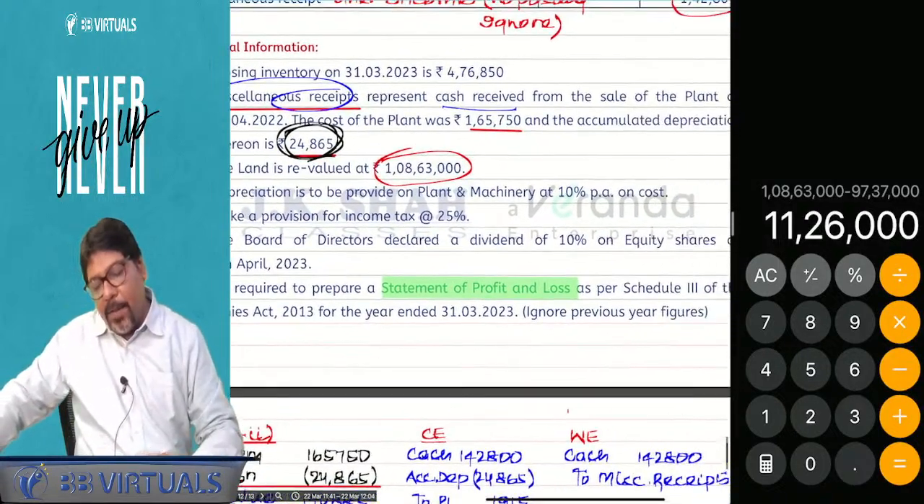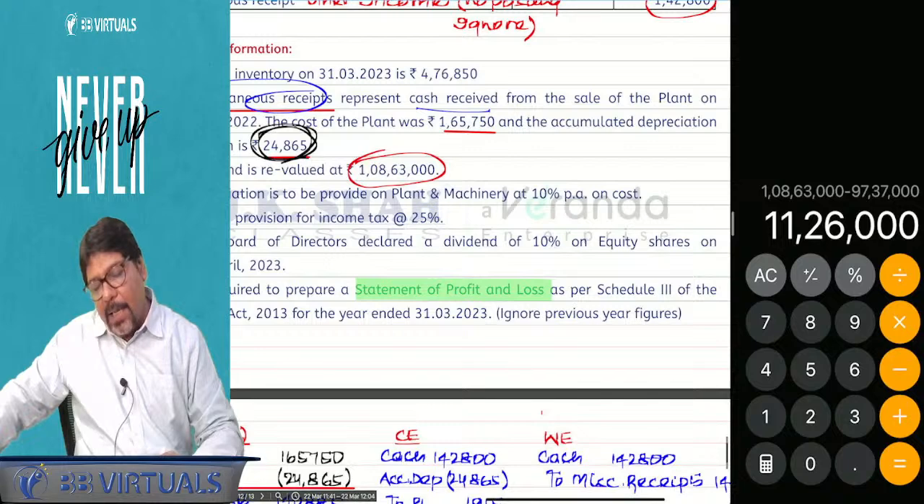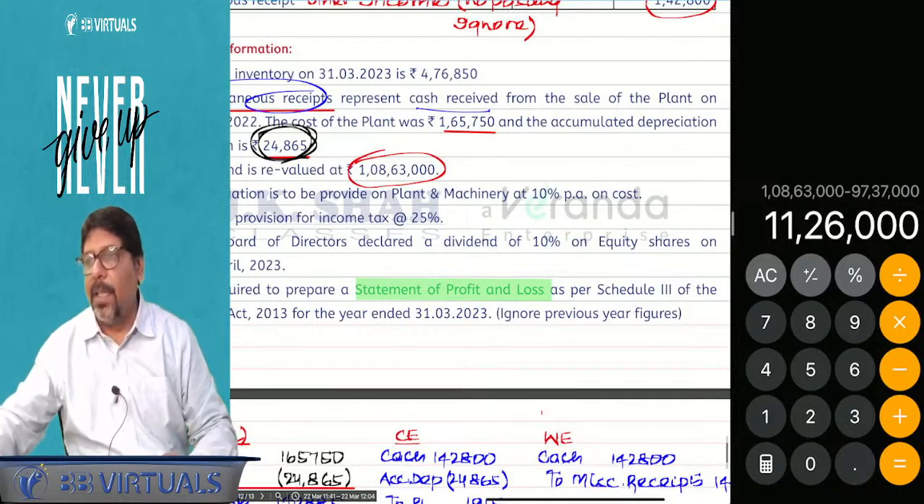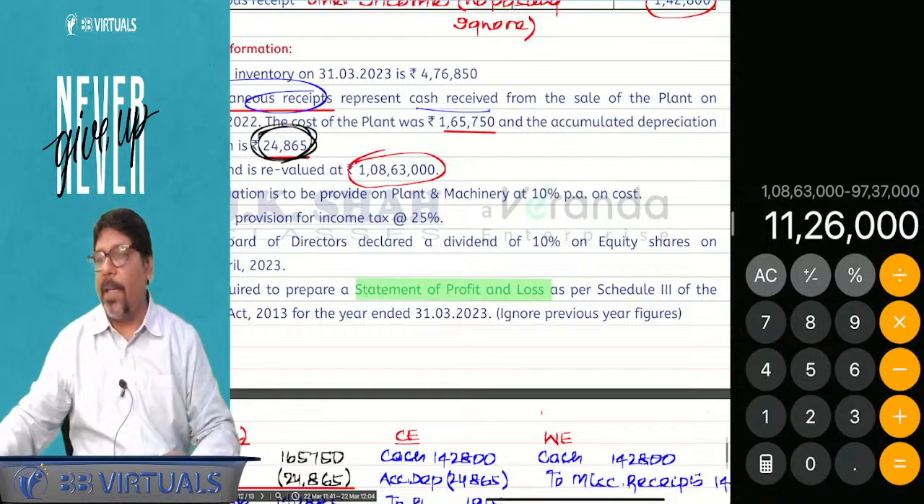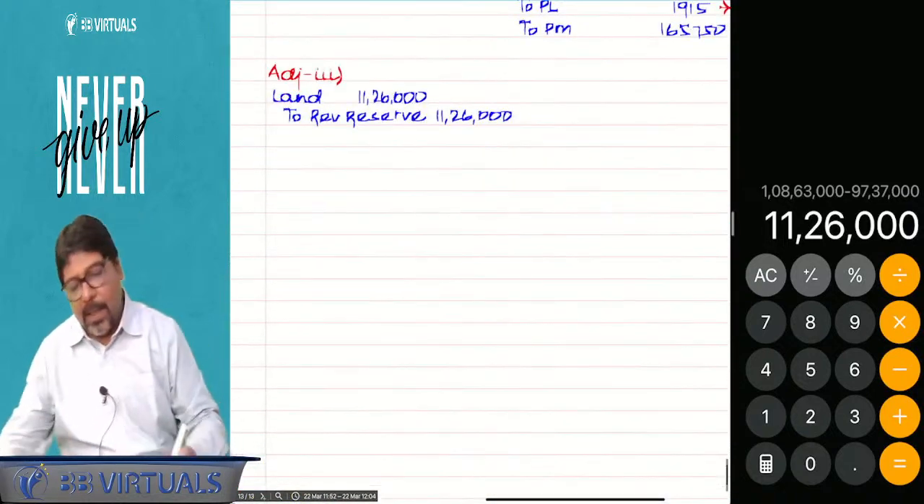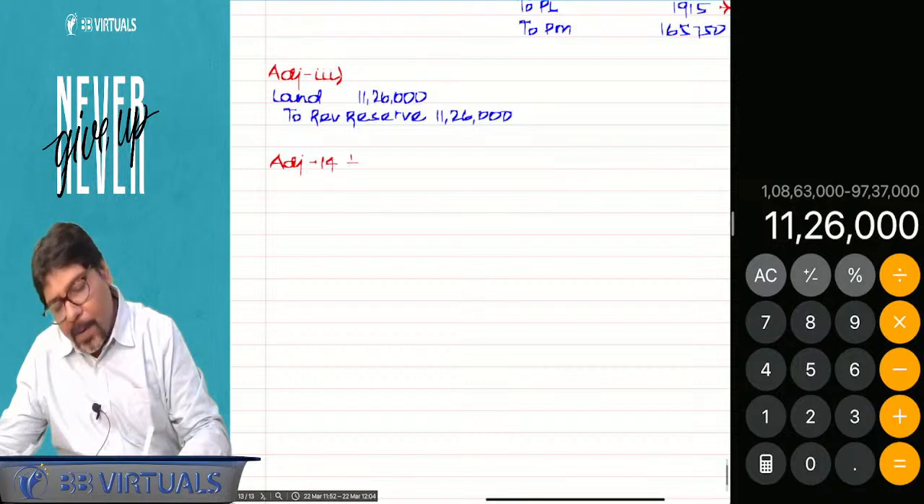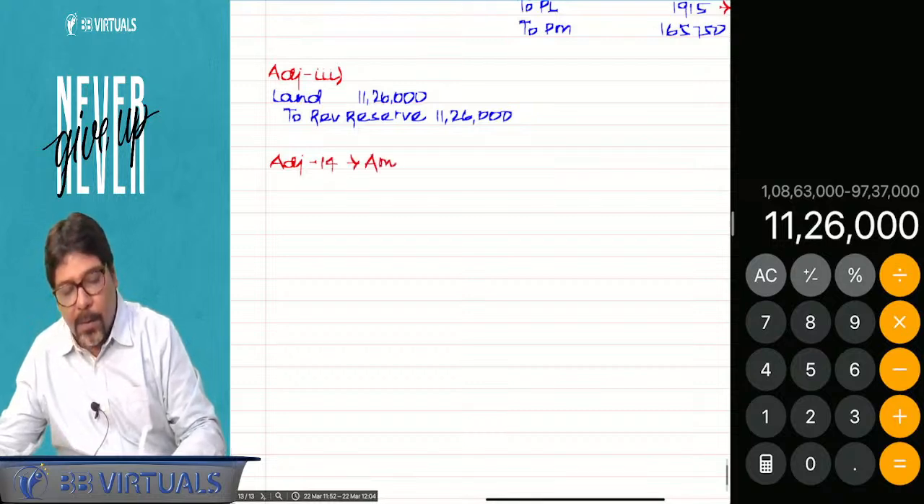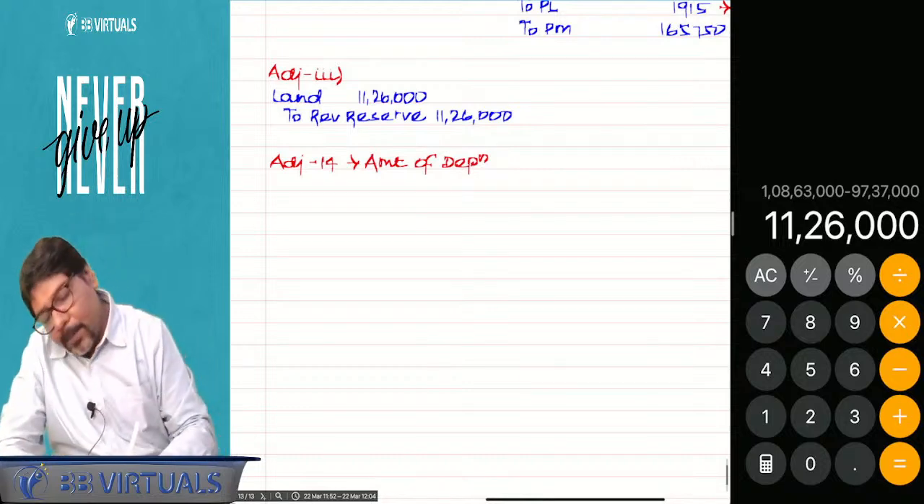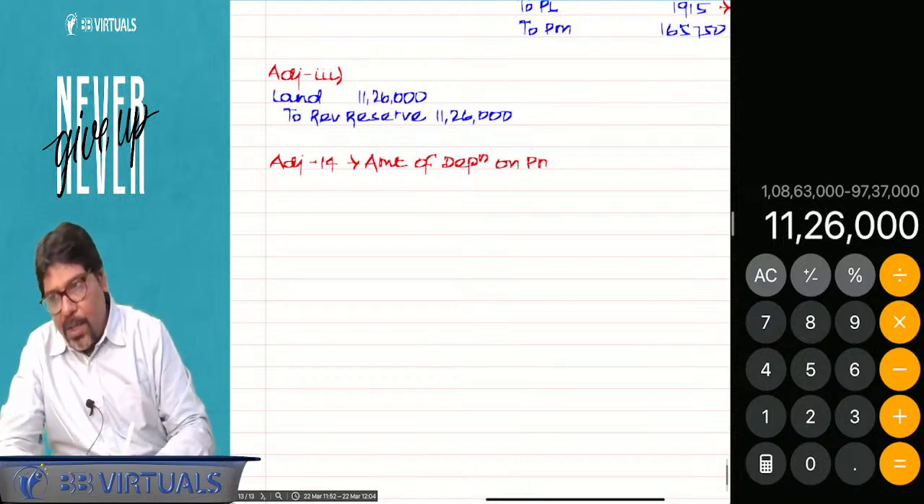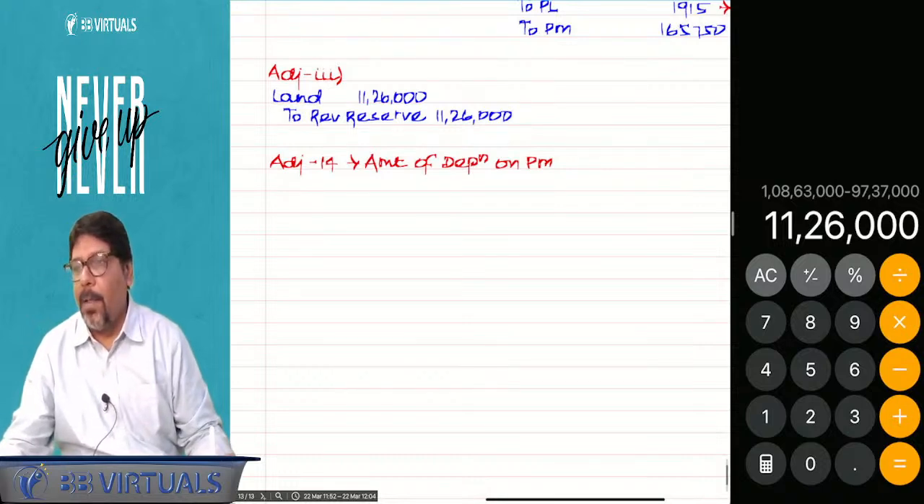Then depreciation is to be provided at the rate of 10% on plant and machinery. Now chartered, depreciation we are supposed to provide at 10%. Adjustment number 4. Amount of depreciation on plant and machinery.